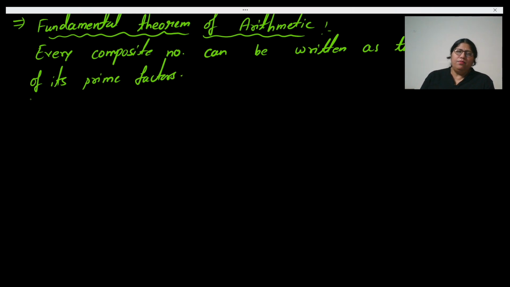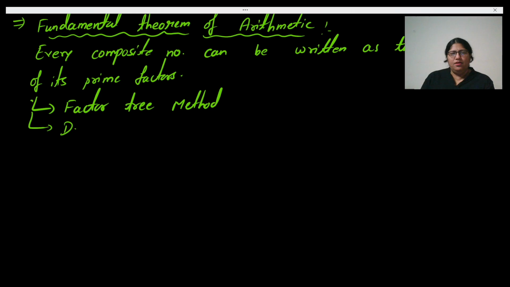So what are the different methods you will see here? There can be two methods. First we call it the factor tree method. So the first method to do the prime factorization is the factor tree method, and second you will see the division method, right? So using division or factor tree method, we can find out the prime factorization.